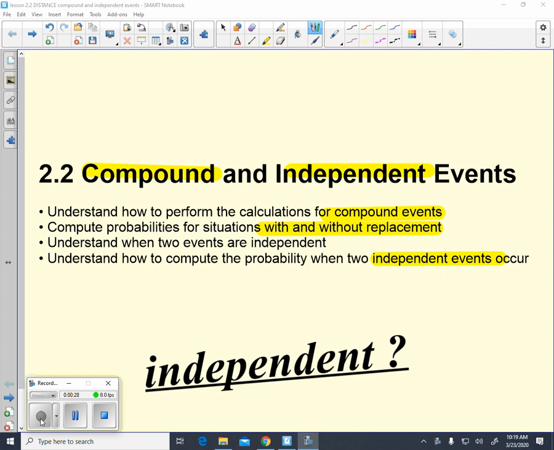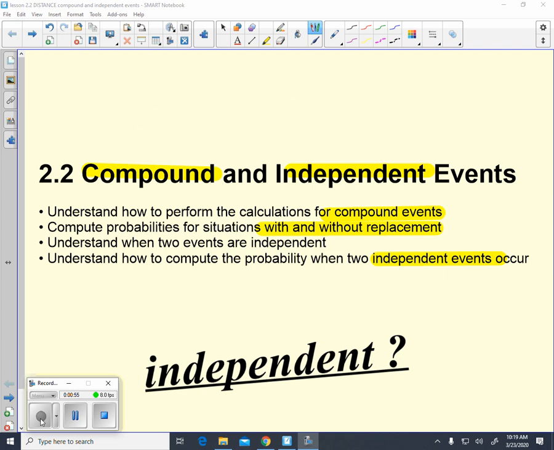And you can see here there are 4 different objectives for the lesson, and I'm not going to read through each of those right now. But I think the key here is found in the title of the lesson, compound and independent events. Think of those 2 adjectives, compound and independent. So we need to think about what those mean.